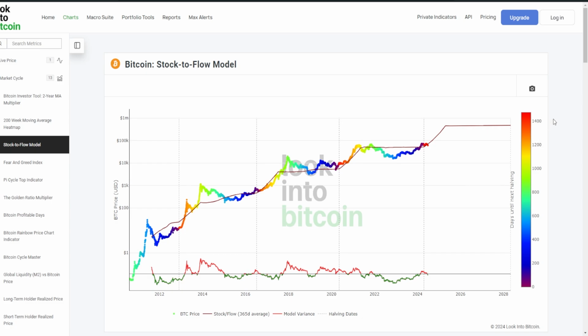Like, yeah, there's gonna be dips. There's gonna be fake ups. We're not gonna go straight up. It never goes straight up like a straight arrow, obviously.